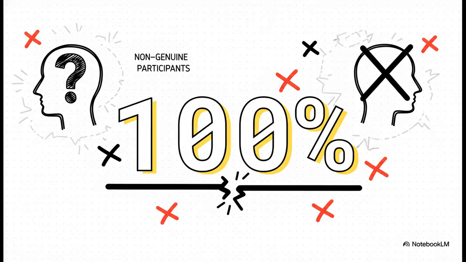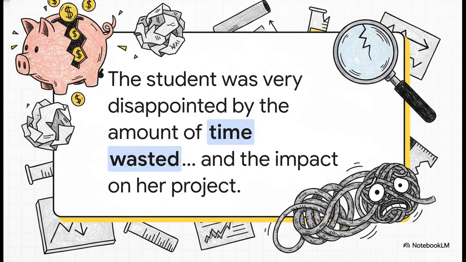And then you get to the worst case scenario, 100%. This number comes from an interview study where they recruited 54 people, and every single one was suspected of being non-genuine. So what was the result? Absolutely zero usable data. The whole project was a complete wash. And look, this isn't just about spreadsheets and statistics.